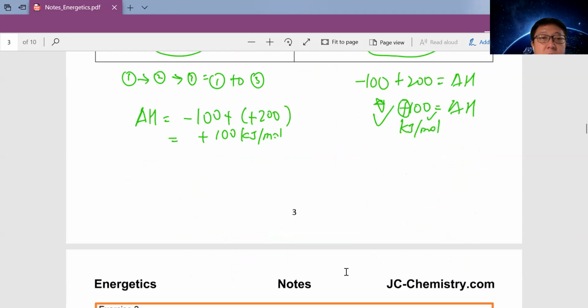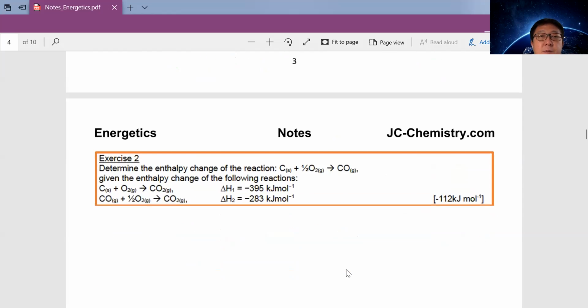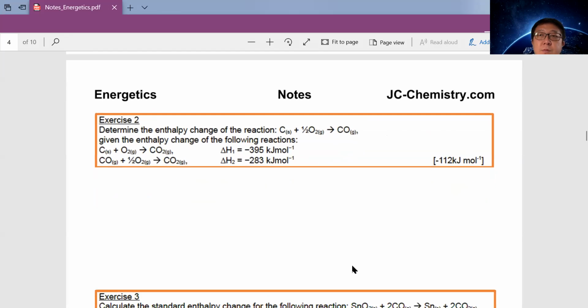Okay, now let's go on. Energetics, can we solve together exercise 2? Okay, can I give you some time to try? Right? Draw the energy cycle first, later then we practice energy level diagram for lattice energy.